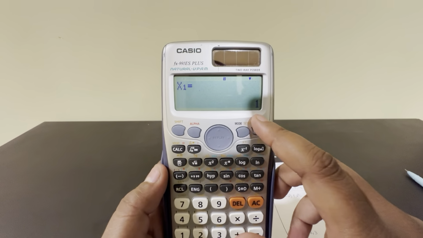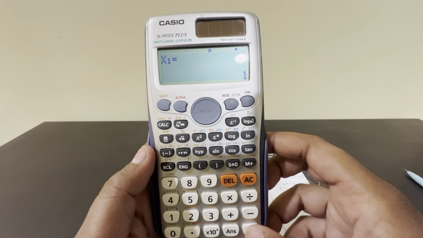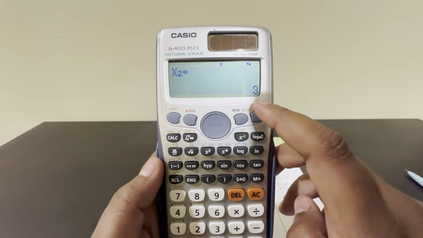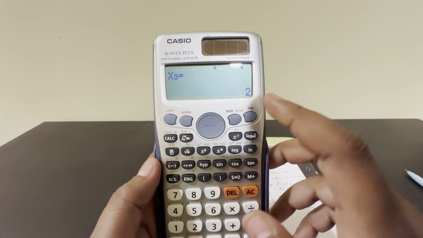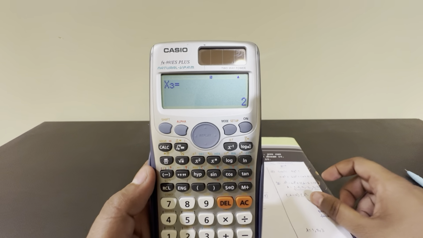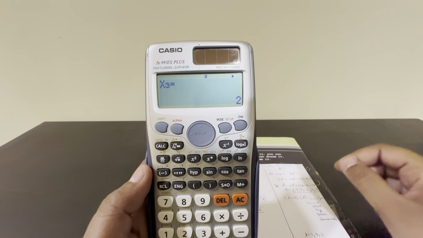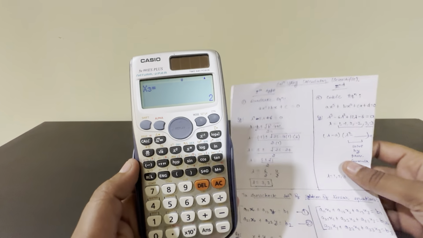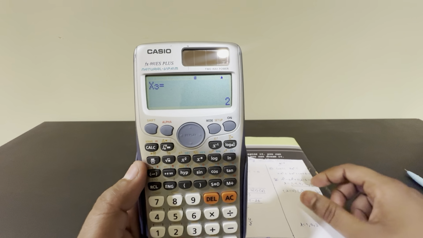Now you have put all the values, press equals, and you will get x1 value as 1. So the first root of this cubic equation is 1. For the second root, press equals again, and that is 3. For the third root, press the equals button again and you get x3 as 2. So you got the roots as 1, 3 and 2, and you can see that the answer is also 1, 2 and 3.